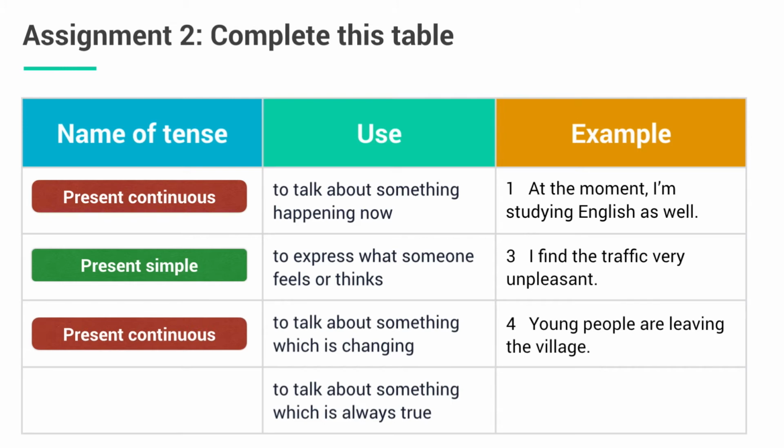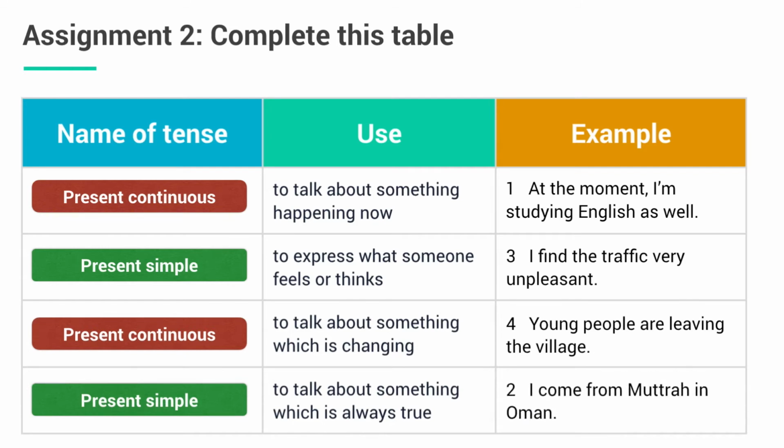Finally, the last use, to talk about something which is always true. This is present simple for sure. Extract number 2, I come from Muttra in Oman, should be the correct example in this case because it tells the truth. Do you think this assignment is easy or difficult? I hope I did explain things clearly to you. If you're still confused, please have a look at Unit 5 again for more explanation in terms of the simple present and present continuous uses.